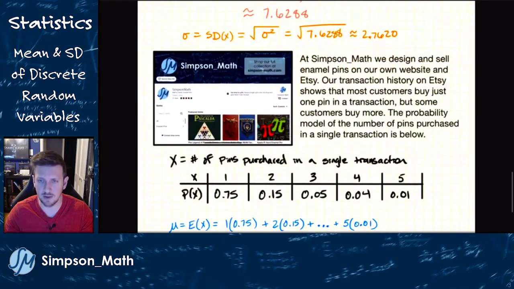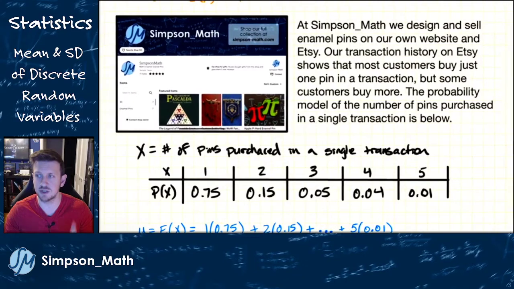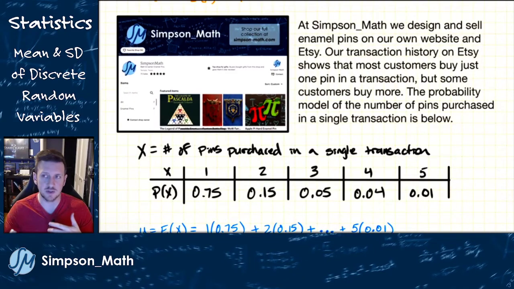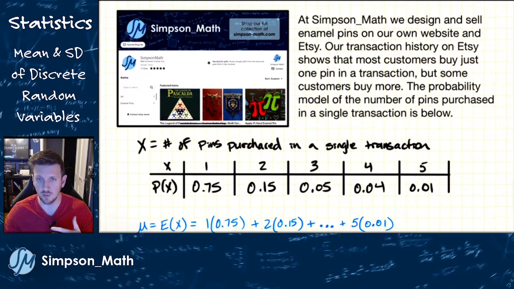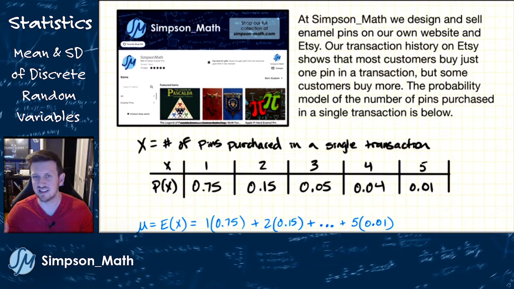Alright, let's look at the other problem, and we'll see that expanded for multiple outcomes. So the first one was we just had two things to deal with. Now this one I'm showing you because of what happens in this case, I have 5 total possible x's. How does that change things up? So this is at Simpson_math.